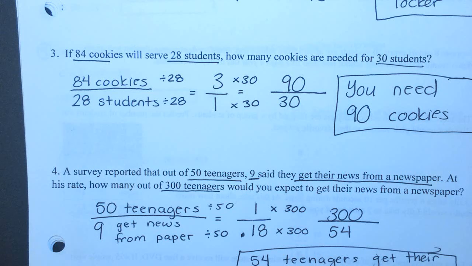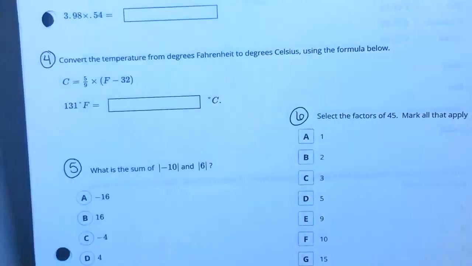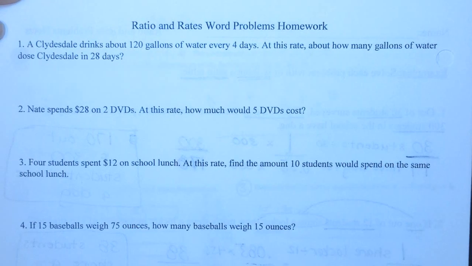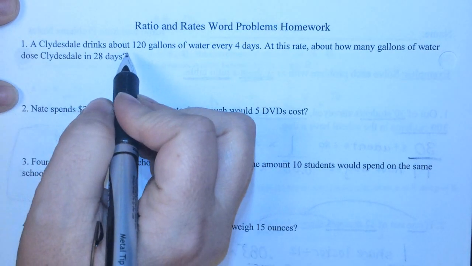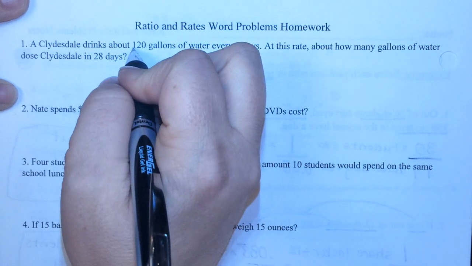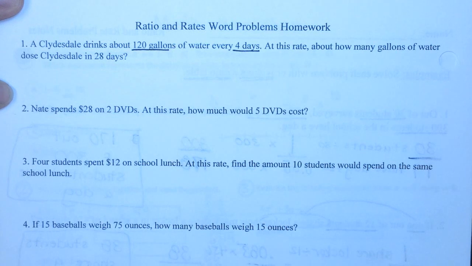All right, so starting on our homework for tonight. Number 1 is talking about a Clydesdale drinks about 120 gallons of water every 4 days. So there's my ratio. Am I good with that?